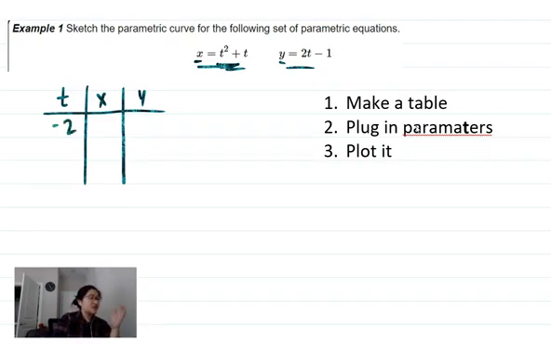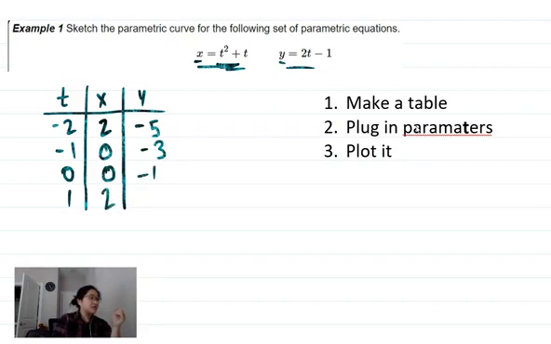-2 sounds good. So -2 squared is 4, minus 2 is 2, and -2 times 2 is -4, minus 1 is -5, and then I'll just chug through and plug in some more. So -1, maybe 0, maybe 1. Try those and see if we agree. Getting 0, -3, 0, -1, 2, and 1. So I'm getting some points. That's nice. After we make the table and we plug in our parameters, we've got to plot it.